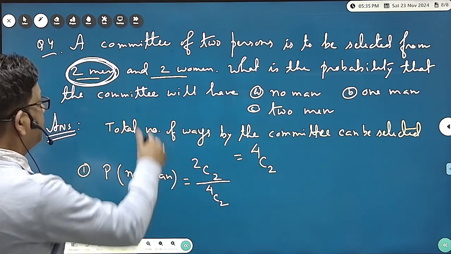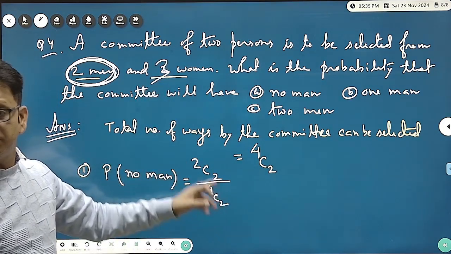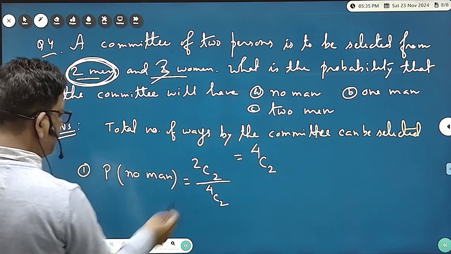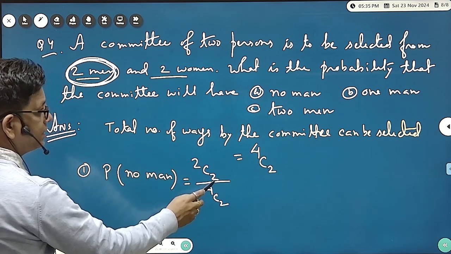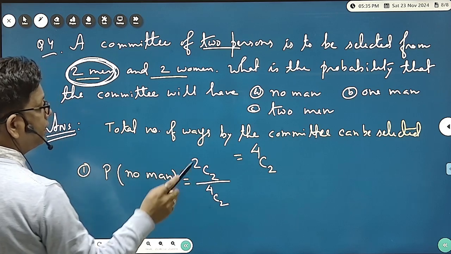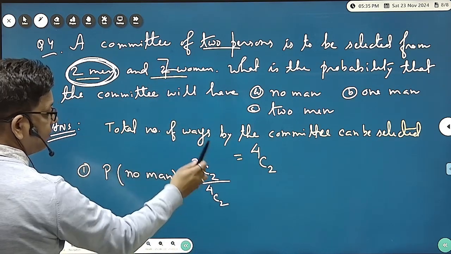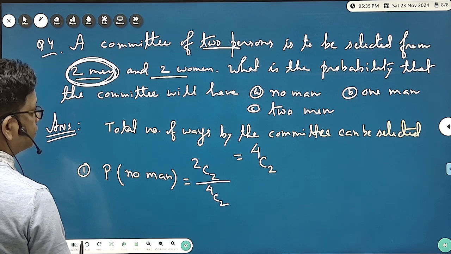If it is 3, then what to write? 3C2, because there are 3 women and we have to take 2. Now, since it is a committee, why 2C2? Why is this number 2? The reason is that we are selecting a committee of 2 members. That's why. If it is a committee of 5 members and here 7 women, then 7C5. So like that. Now, I hope it is okay.